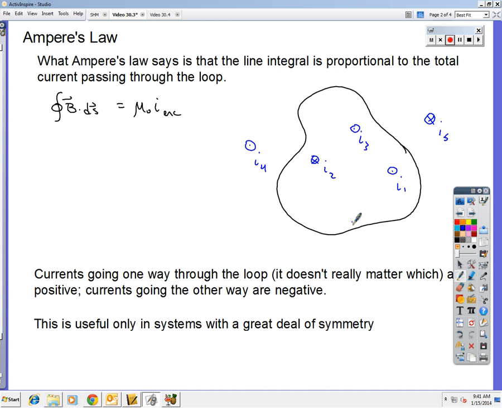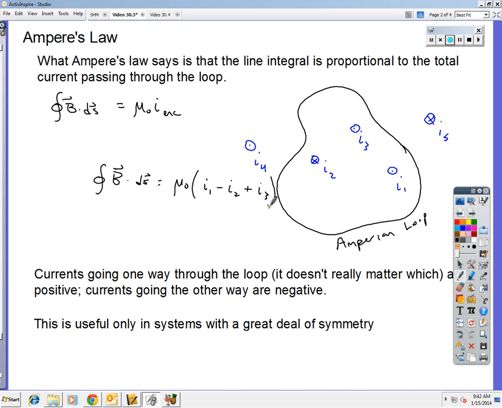So for calculating B dot ds for this loop, we would say that B dot ds will be extremely hard to calculate, but whatever it is, it will equal mu naught times I1 minus I2 plus I3. Now the reason I subtracted I2 is that it goes into the page, whereas the other two are coming out of the page. It's not particularly important which direction you take to be positive, but you do need to say that if you have two currents pointing the opposite direction, you subtract them to get the net current.